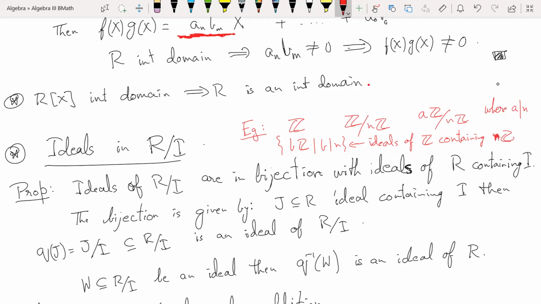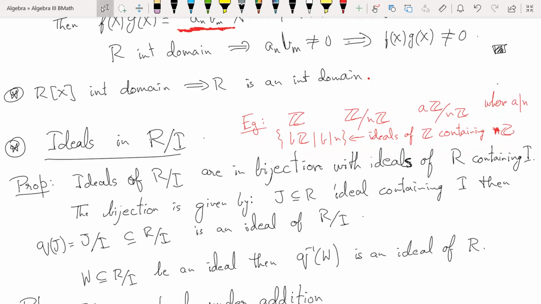And then you can see it's obviously a bijection. Here we are looking at all natural numbers which divide n, and here also we are looking at all natural numbers which divide n. So there is an explicit bijection. It is not like an existential statement. It's a very easy statement.